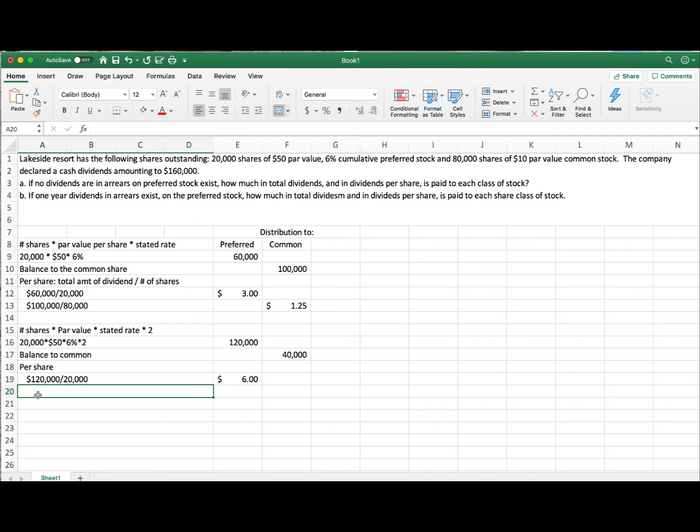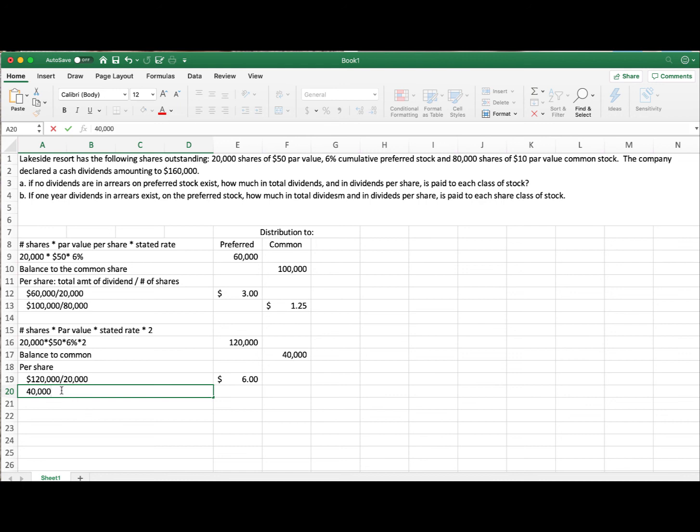What is the dividend per share for the common shareholders? Well, that's easy. How much am I paying them in dividends? I'm paying them $40,000, right? How'd I get that 40 grand? $160,000 was the total dividend payable. $120,000 of that went to the preferred shareholders. What's left? 40,000. That's what we will distribute to the common shareholders.